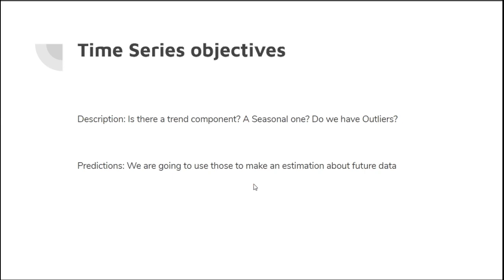So what are the objectives of time series? First of all, we have the descriptive component. Is there a trend component here? Do we have a seasonal component? Do we have outliers in our data? And second, and this is kind of more obvious because yeah, we are describing the time series, but we need to do something with this time series, otherwise this won't be useful. So we are going to try to perform some predictions using those to make an estimation about future data.